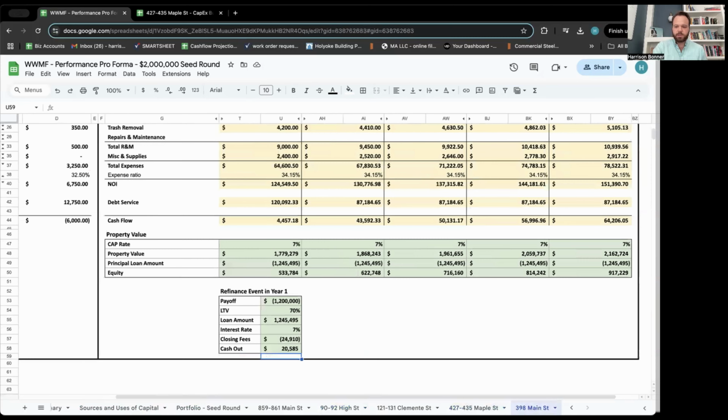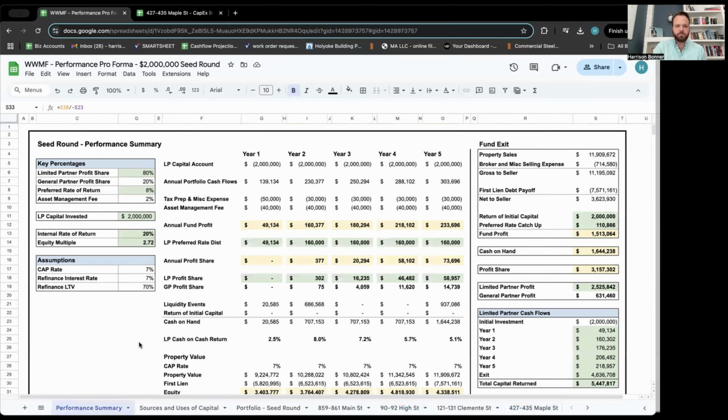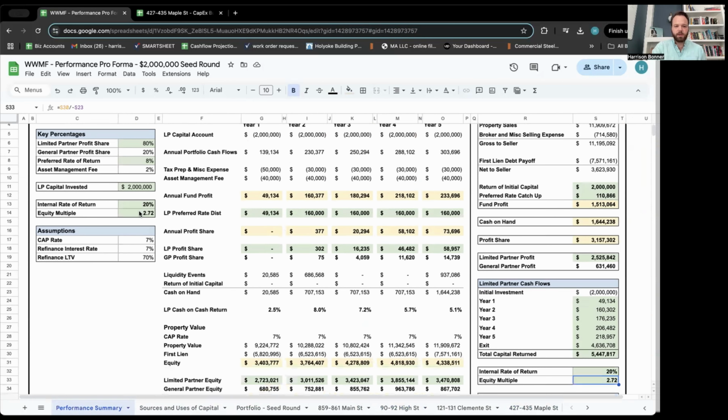All right. So that is quickly how to follow this pro forma. I hope this guide was helpful. And onward and upward to 20+% IRRs and 2.7 equity multiples. I think we would all be super happy with that. I try to be realistically conservative. I do try to be optimistic.